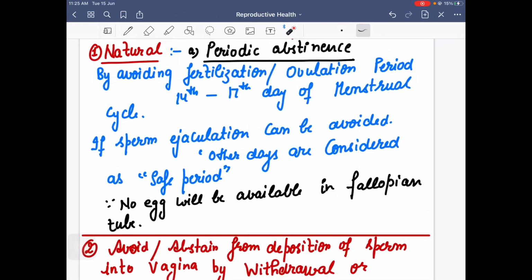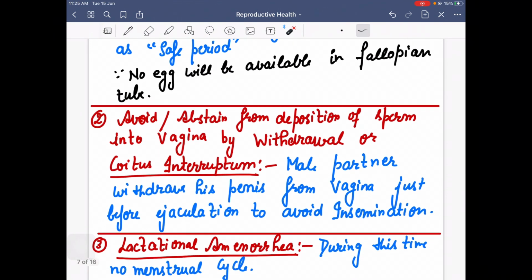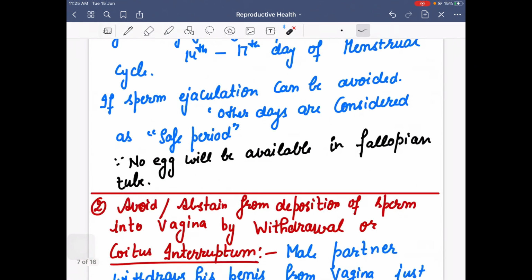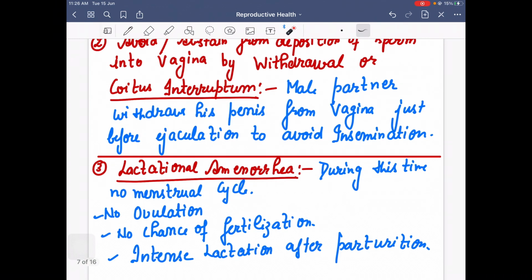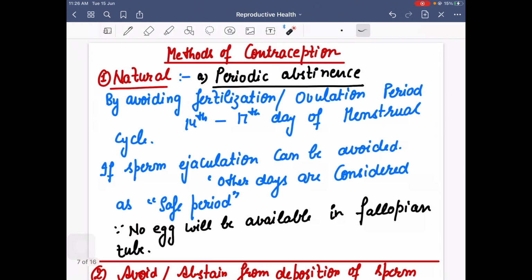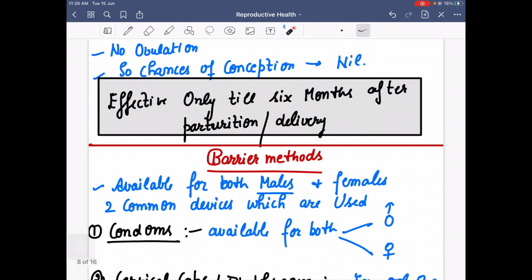So there are three methods which we considered under the natural method. First, periodic abstinence, avoid that period. Second, avoid the deposition of sperm into the vagina by coitus interruptum, by the withdrawal of the penis. And the third is during the lactational days, intense lactational days, because at that time there is no egg and there are very negligible chances of fertilization. So these three are the subparts of the natural method of contraception, right?